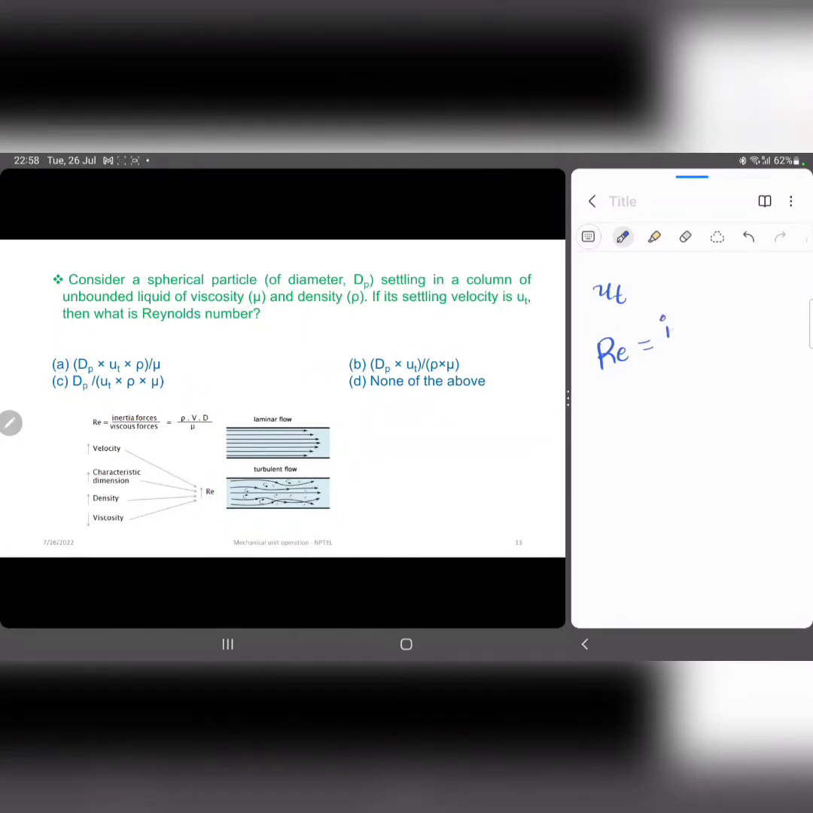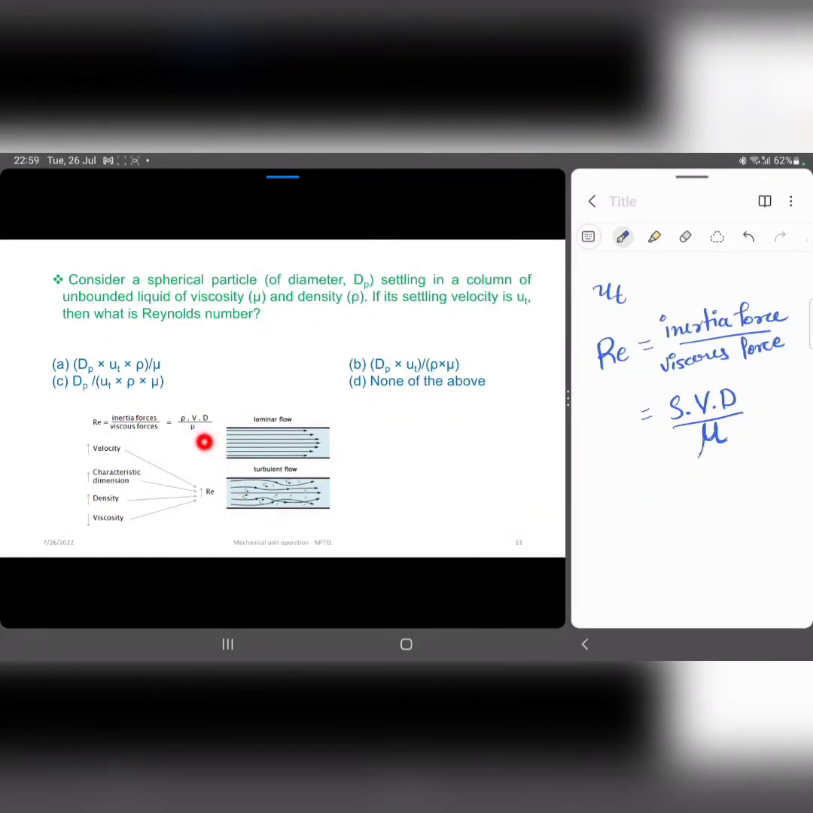And the physical significance, we all understand that inertia force, this is very common for us. We all know these things. Divided by viscous force. And if we substitute both the forces, at the end we will get density into velocity into diameter divided by dynamic viscosity. And as you can see in this figure, Reynolds number can be useful in order to understand the flow pattern, whether it is laminar or it is turbulent.